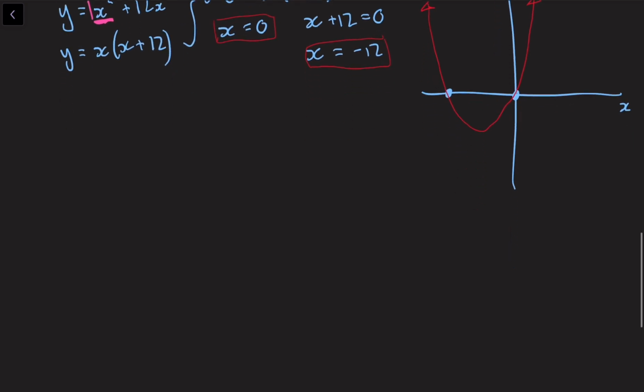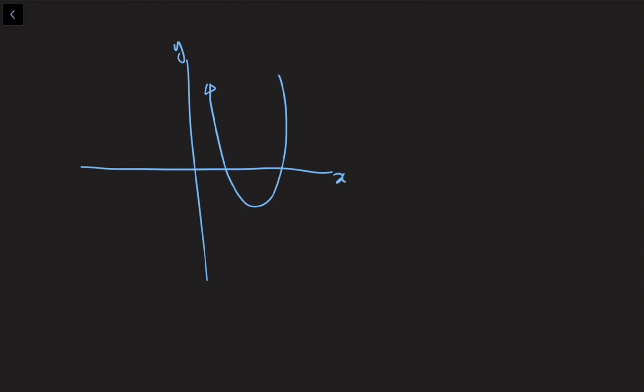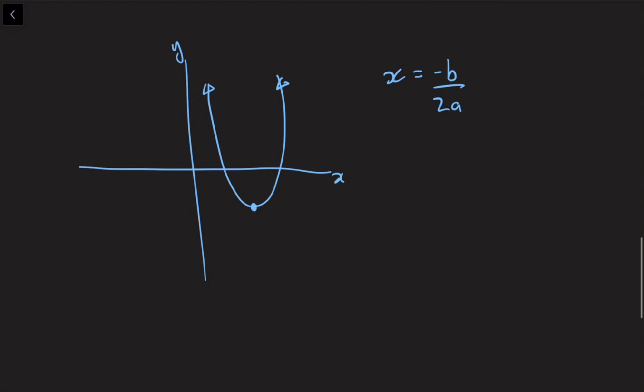Next, we're going to cover the axis of symmetry, another very important rule. So what is the axis of symmetry? Well, let's draw another quadratic over here. Let's say it looks something like this. Now, the axis of symmetry, which is x equals negative b over 2a, will always tell us the x-coordinate of the vertex. Now, the vertex is the minimum or the maximum point of a quadratic.